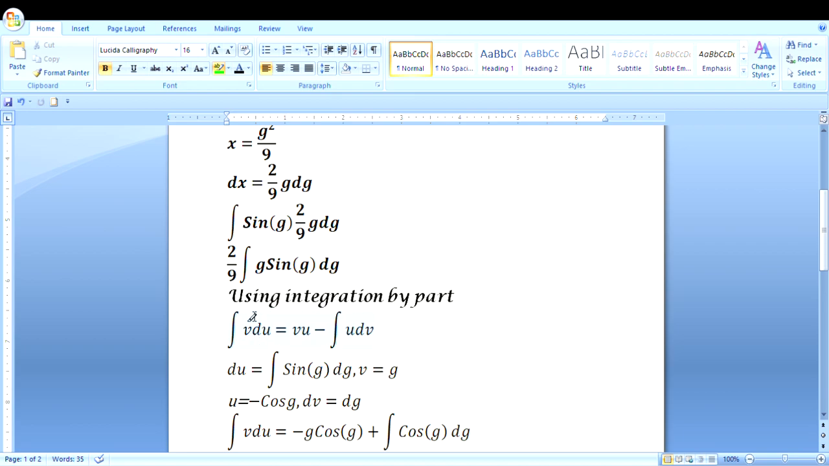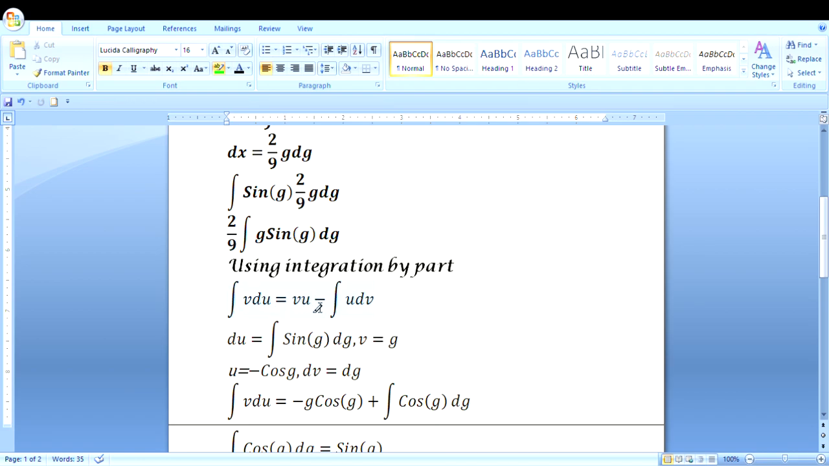The formula is the integral of v du is equal to vu minus integral of u dv. All we need to do first is to look at which of these functions we take as v and which we take as u. The most appropriate choice is the one that is easily differentiable. Even though g and sine g are both differentiable, the one that reduces easily is g. Sine keeps changing when you differentiate, from sine to cos, from cos to sine, but g, once differentiated, will reduce completely. So the one that is easily differentiable will be v.